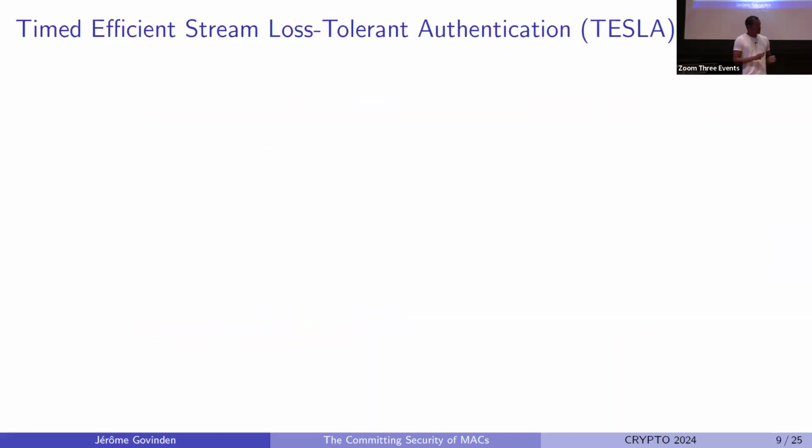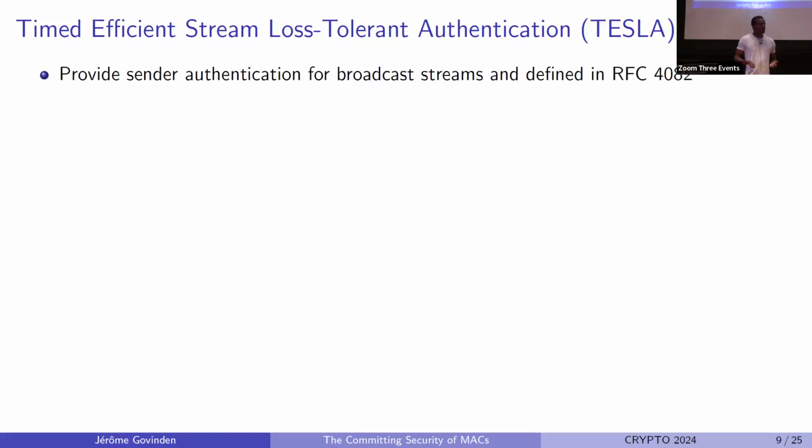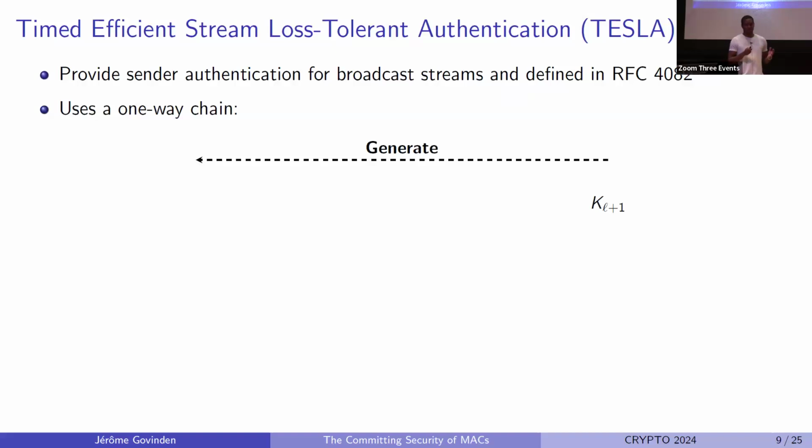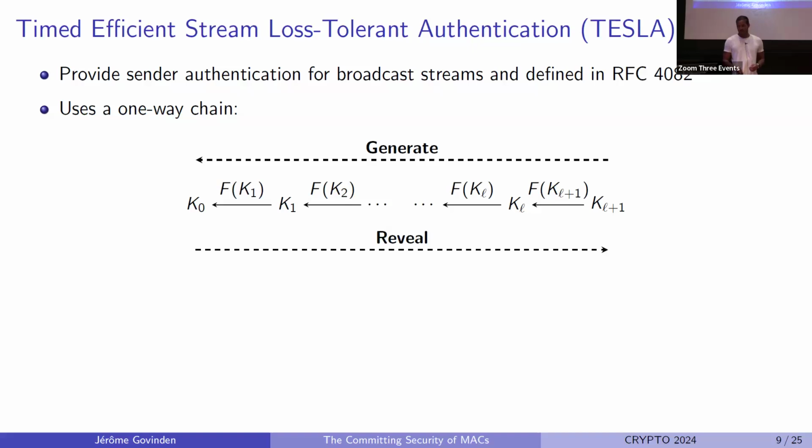Another setting we look into, which now requires not really committing security, but a notion related to committing security, is TESLA. TESLA is a protocol that provides sender authentication for multicast and broadcast streams, and is defined in RFC 4082. To do this, it uses a one-way chain. How this chain is built is that it first selects randomly the last element of the chain, here K_{L+1}, and then applies a function f repeatedly to generate the full chain. The elements of the chain are then revealed in the inverse order of this chain. How the function f is defined is as follows.